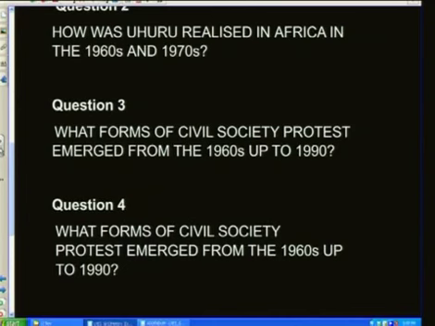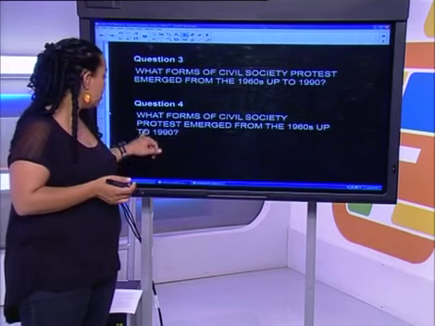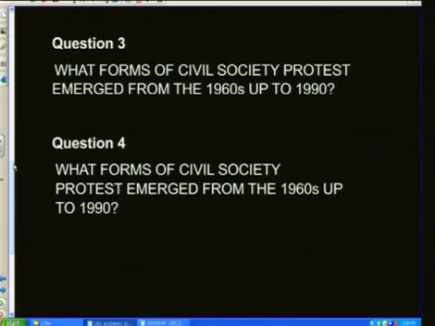And then we'll move on to the other questions. For example, what forms of civil society's protest emerged from the 1960s up to 1990? And there we know that the focus was on the civil rights movement. Even though it doesn't say that in the exam focus, that is the focus for this year's exam. And then question 4, what forms of civil society's protest emerged from the 1960s up to 1990?